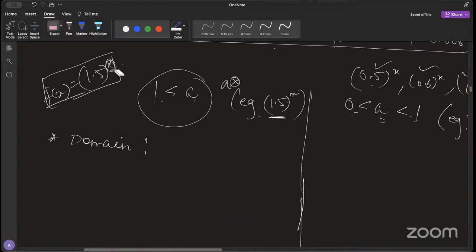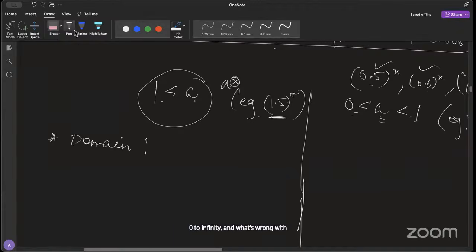0 to infinity. And what's wrong with the other values, the negative ones? Ma'am, when you take a negative value it will decrease. If I take 1.5 to the power minus 1, this is 1 by 1.5, you have to take the reciprocal. Yeah, then you have to do the reciprocal.